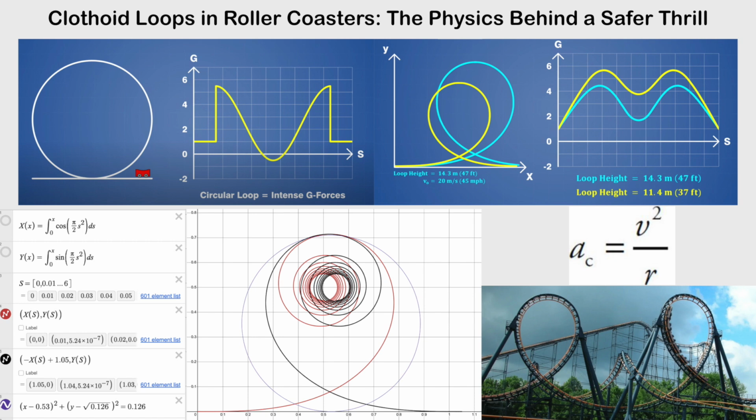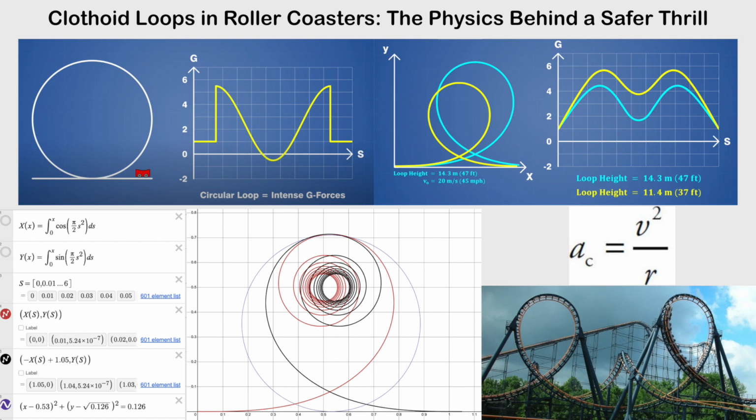The real issue is that a circular loop doesn't adapt. The force demands don't scale properly with the train's speed, and that's where clothoid loops come in. A clothoid, also called a Euler spiral, isn't shaped like a circle. Instead, its radius gradually changes. The instantaneous radius of curvature at the very beginning of the loop approaches infinity to create a smooth transition from the flat track before the loop, avoiding a sudden change in acceleration.